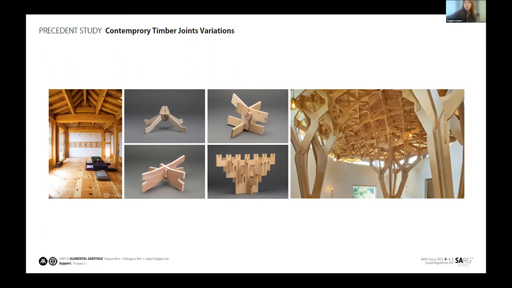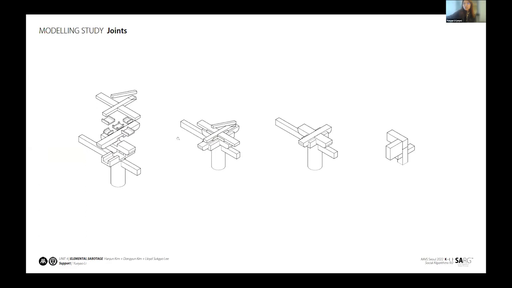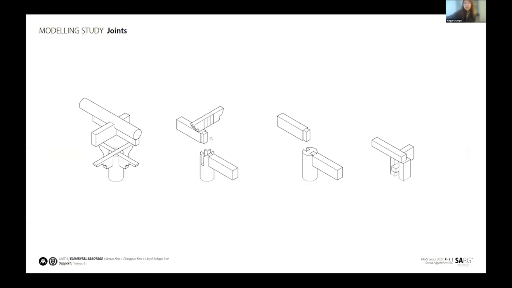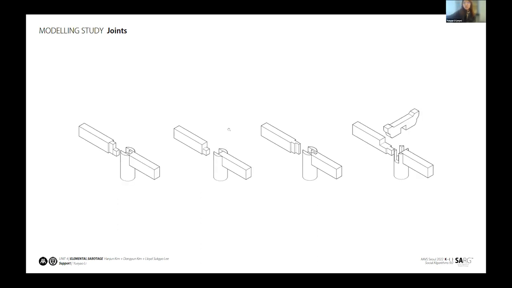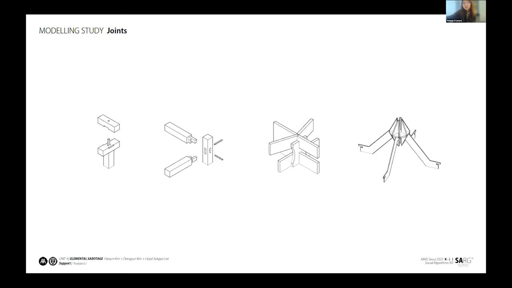Next page, please. So I modeled several joints in different forms. Next page, please. There are different ways of joints, and the forms are more like the posts, the columns, and the beams. Next page, please. And next. There are also different forms in contemporary ones. And next page.